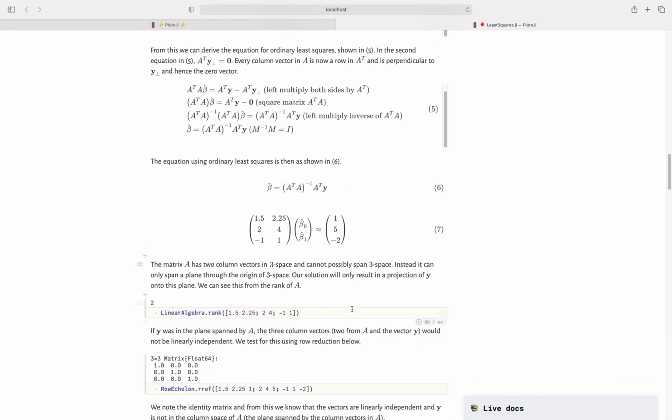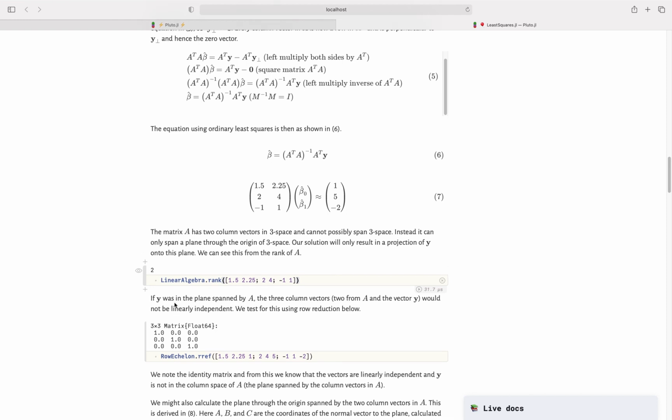Let's just prove that. If I take my matrix A, with columns 1, 1, 1 and negative 1, 2.25, 4, 1, and I take its rank, remember the rank is going to tell me whether those column vectors are linearly independent. And we see we get a value of 2 there. In other words, the rank is 2. Those 2 are linearly independent.